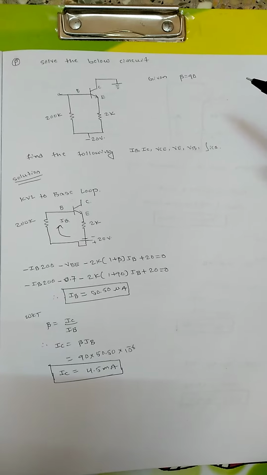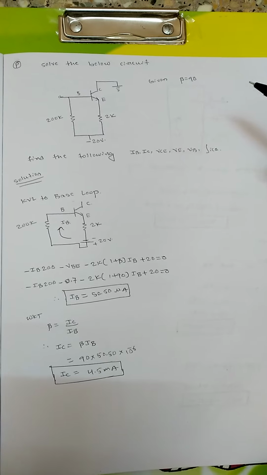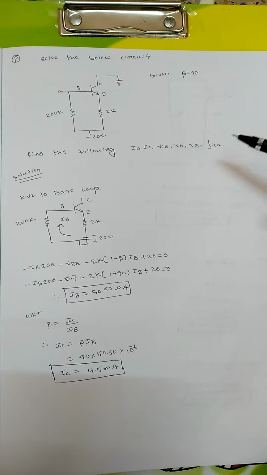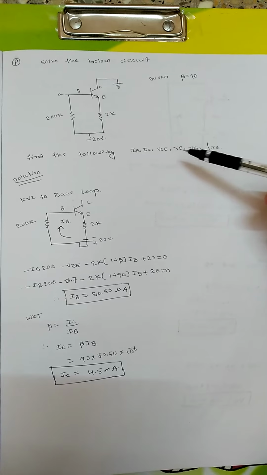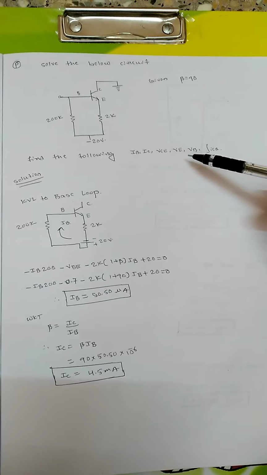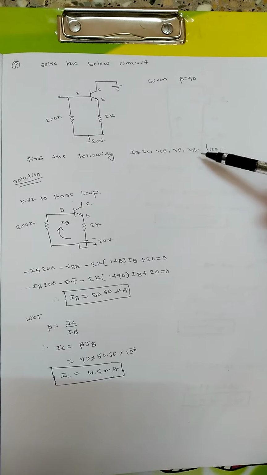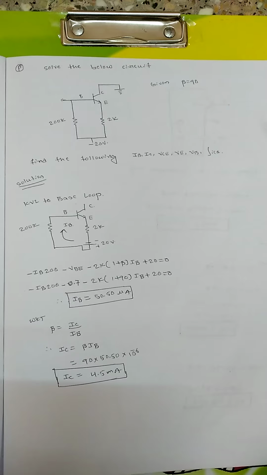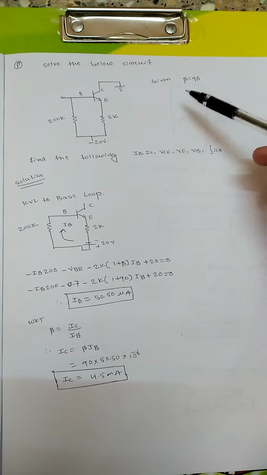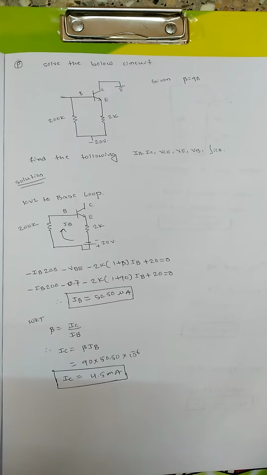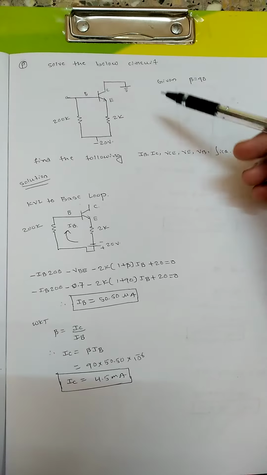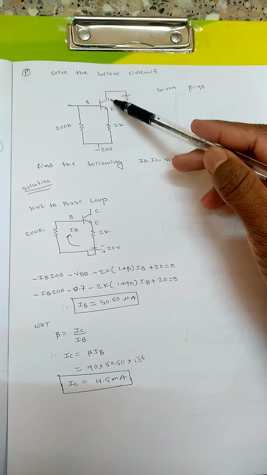They have given a circuit and asked us to find the following parameters: base current, collector to emitter voltage, emitter voltage, base voltage, and the stability factor. They have given one parameter, beta equal to 90. This is base, this is emitter, and this is collector.